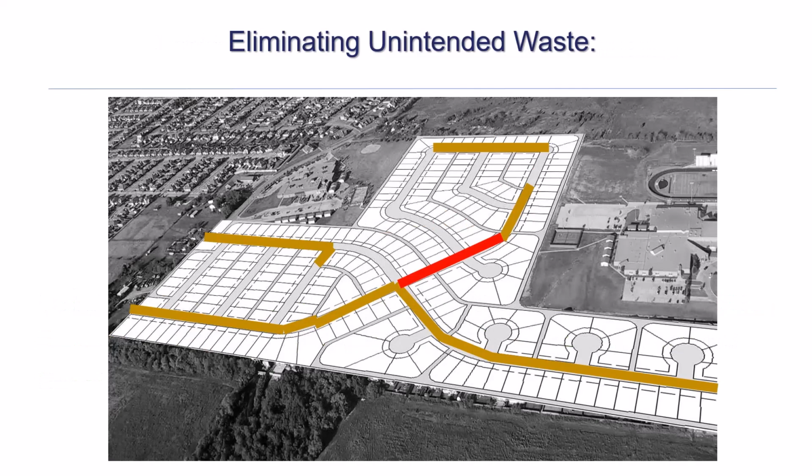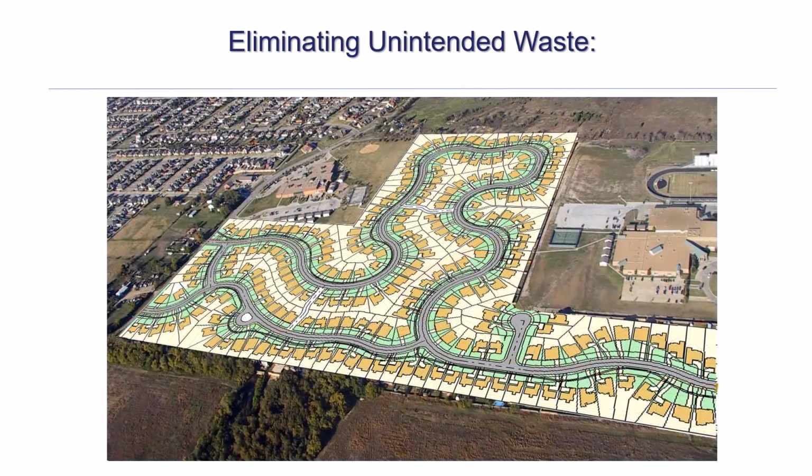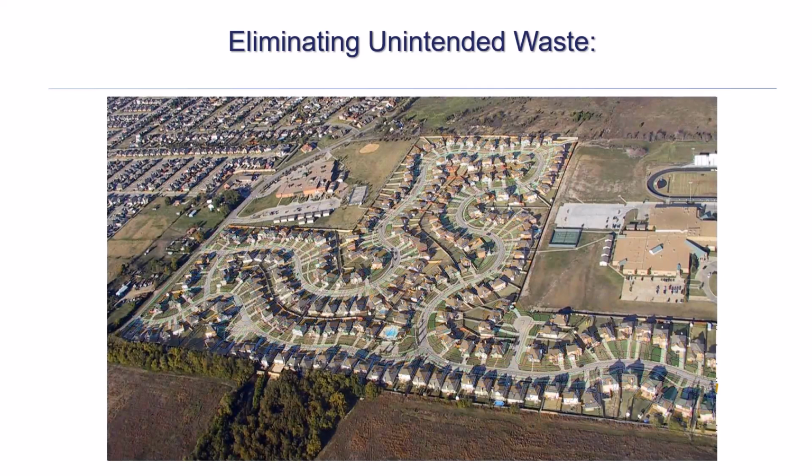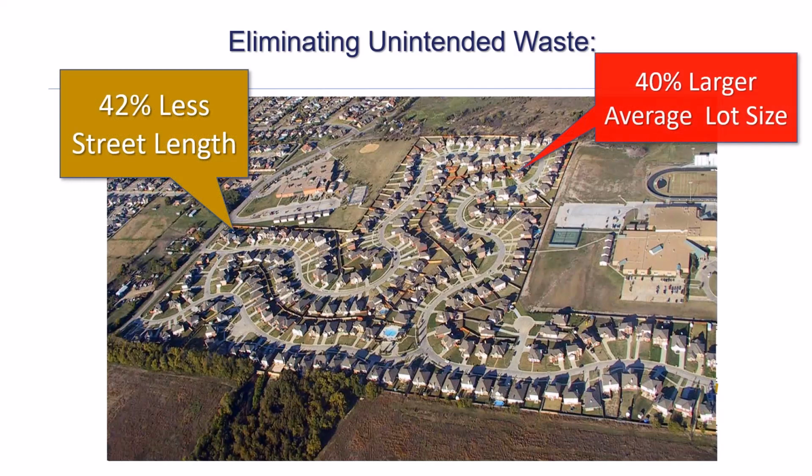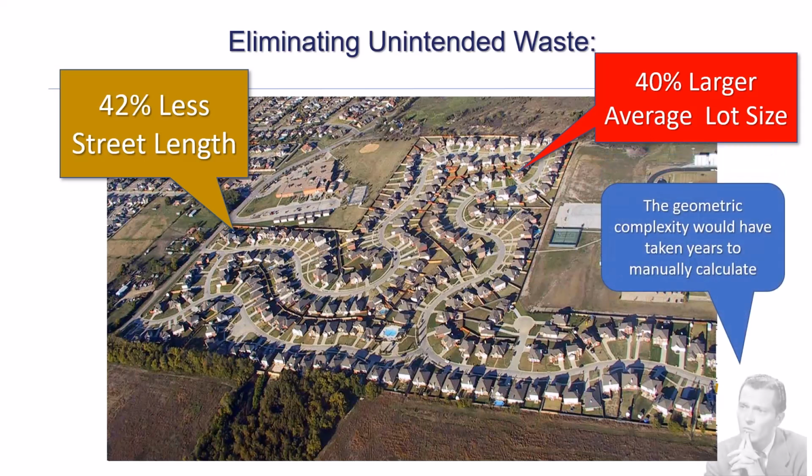Now let's take a look at applying that to the subdivision. Now, when you look at the after plan, and this was designed over 2 decades ago, we had 42% less street length, 40% larger lots, and we did have 2 less lots. But if you look at the geometric modeling, it would have taken years to manually calculate this freeform design. And that is why technology allows us to go a step further than we ever have before.